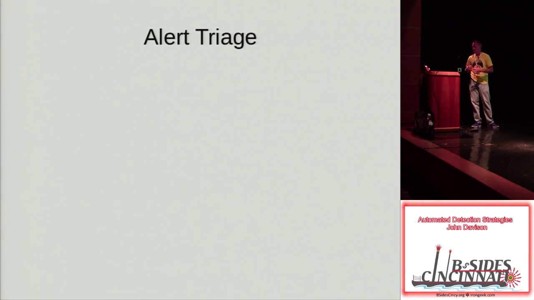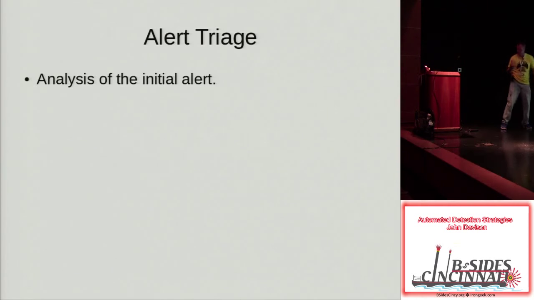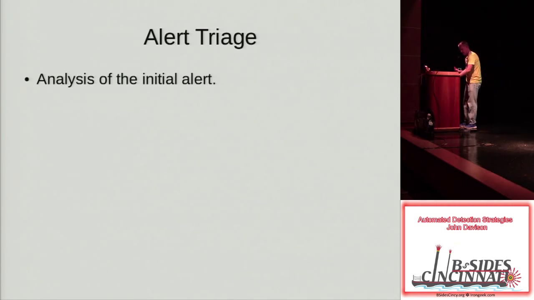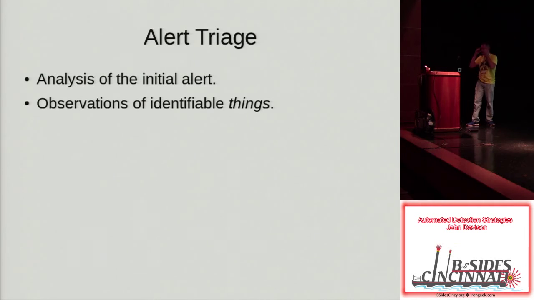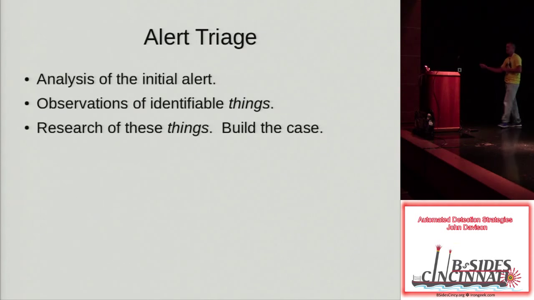We're getting into more of the tactical part of it, right? How do we do alert triage as human beings? And then at the end of this slide, I come to a conclusion that I knew all along, but I didn't realize that that's what it was. You get that initial alert, and you analyze it. In that alert, you're observing things that you identify, like you remember it or you know it, and you're like, oh, that's an IP address, right? You know in your mind what an IP address is. You identify these things, and then you research these things, and you build the case. Only now, I'm not building the case to say that it's malicious. I'm building the case to say that it's a false positive.